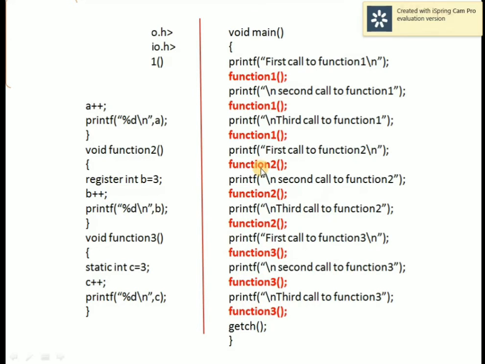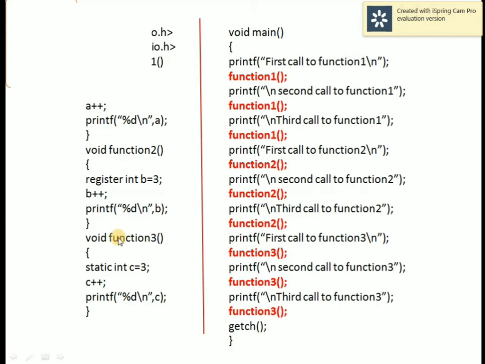See, for the first call to function 2, b is initialized to 3, b plus plus means 4, then 4 will be printed. It will not retain its value. When I call this function a second time, again b is initialized to 3, then 4, then 4 will be printed. Again the third time, it is reinitialized to 3, b plus plus means 4, then print b, that is 4, right?